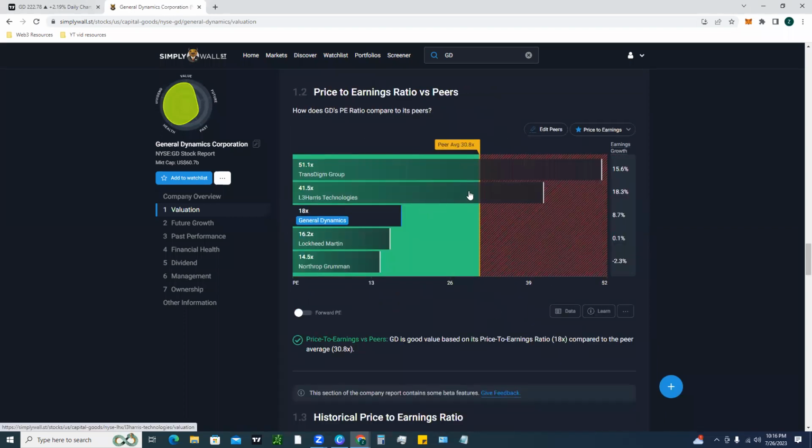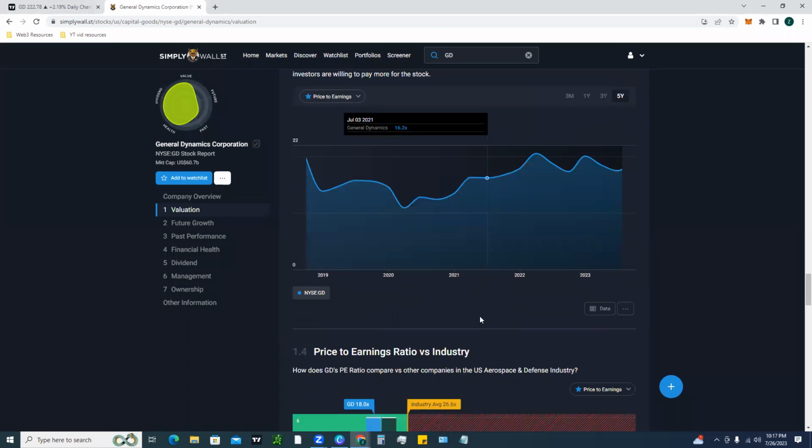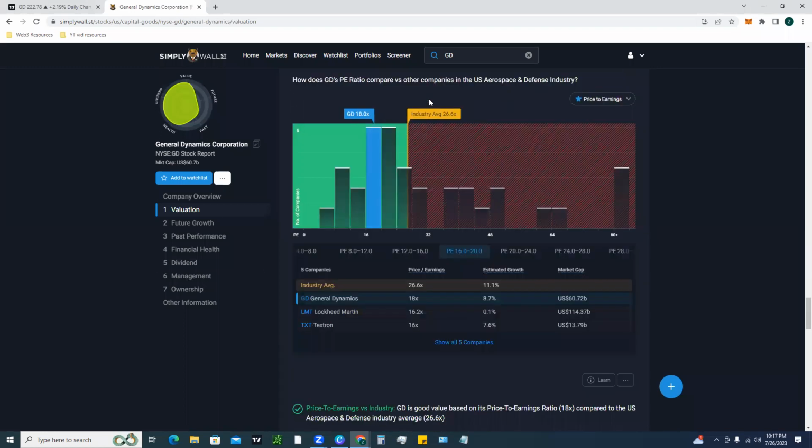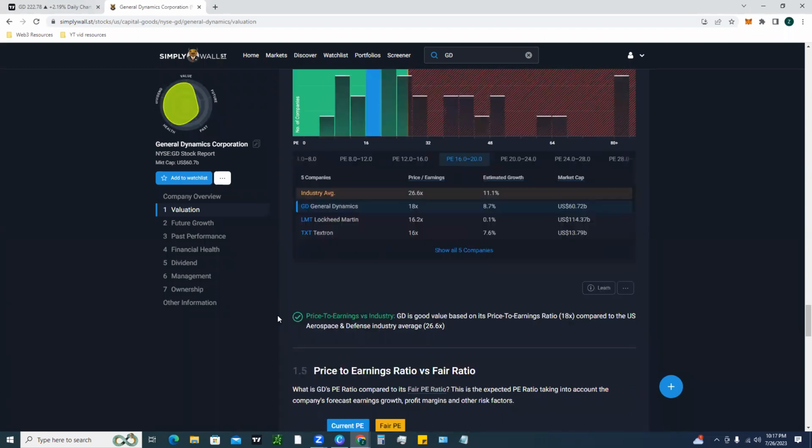And you can see here, these are some of its peers. The peer average is at 30.8 for the PE ratio, and General Dynamics is here trading at 18. So it does seem like it's a good value based on its price to earnings ratio compared to the peer average. If we go down and look at the industry average of 26.6, it also seems like it is a good value compared to the US aerospace and defense industry average.